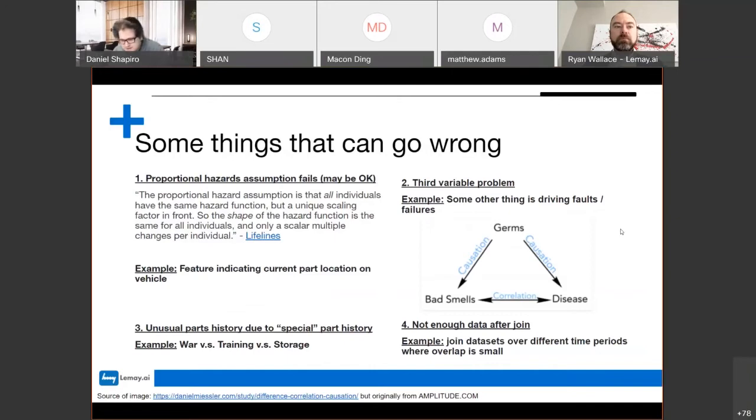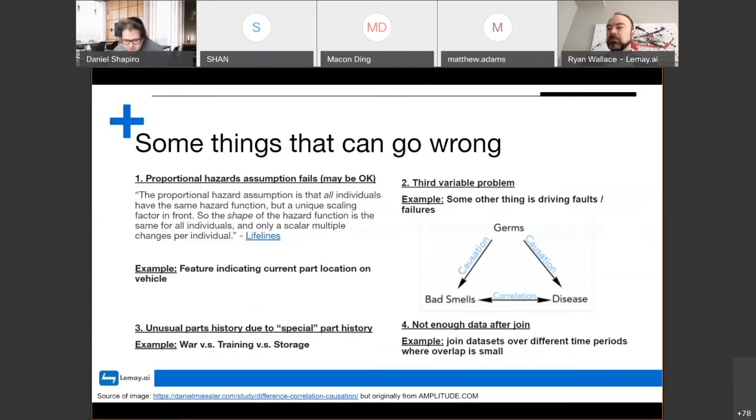Lots and lots of things as we go into this predicting failures world can go wrong. And I wanted to point out just 4 things that can go terribly wrong. One of them is the proportional hazards assumption, which says different parts of the same part will have kind of the same failure curve, let's say that bathtub curve. That may not be true.